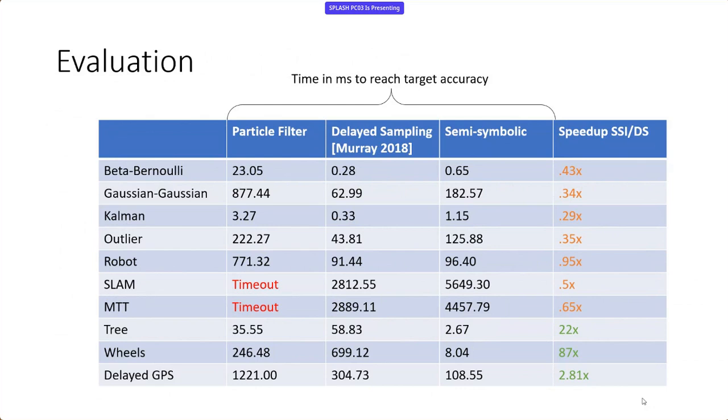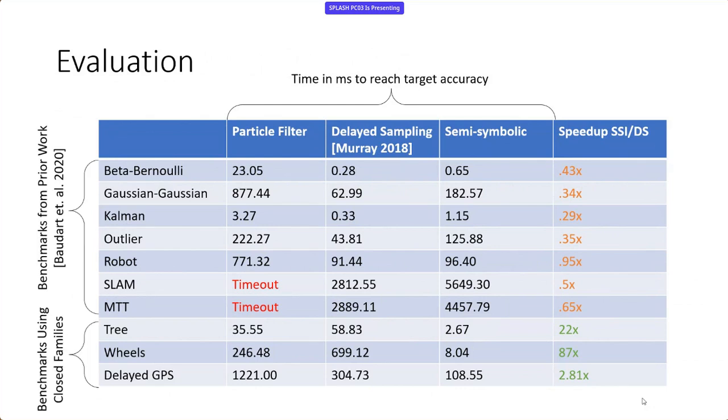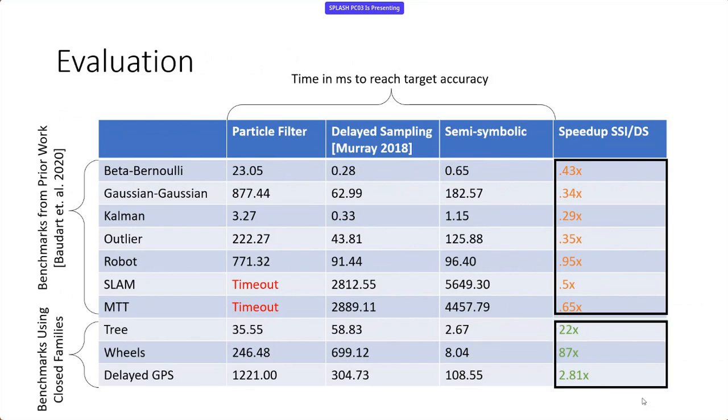The benchmarks we used are a variety of benchmarks from prior work, and we also designed some benchmarks that are designed to exploit cases where you really need the closed family guarantee. And the results show that on the prior benchmarks, semi-symbolic inference has more overhead and so runs slower than delayed sampling. But on the benchmarks where the closed family guarantees are required, semi-symbolic runs faster, due to being able to maintain exact inference in these cases, whereas delayed sampling needs to fall back on approximate sampling. It can get better accuracy, use fewer particles, and run in a shorter amount of time.